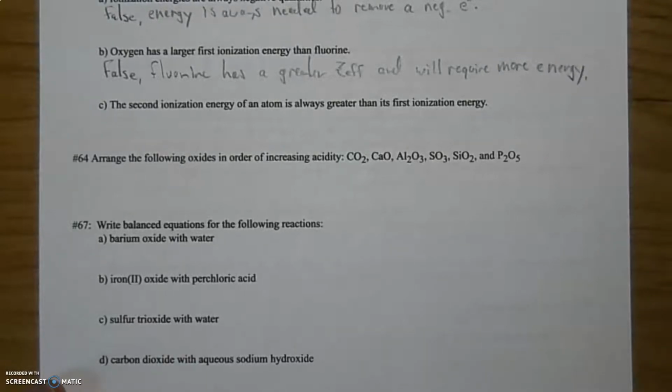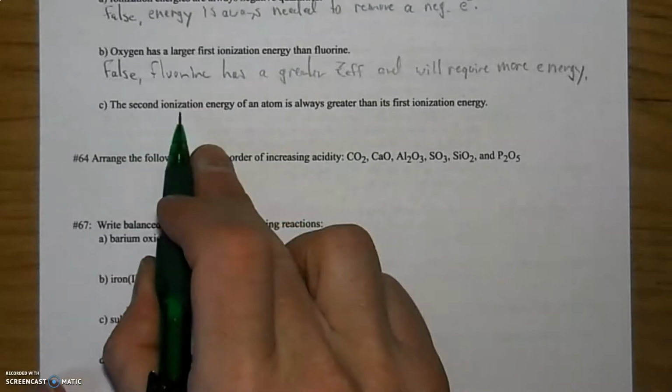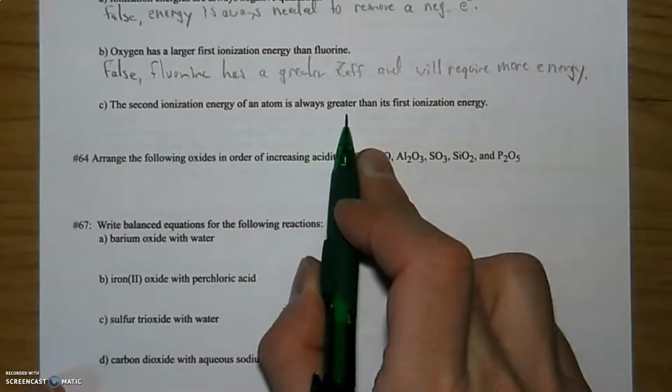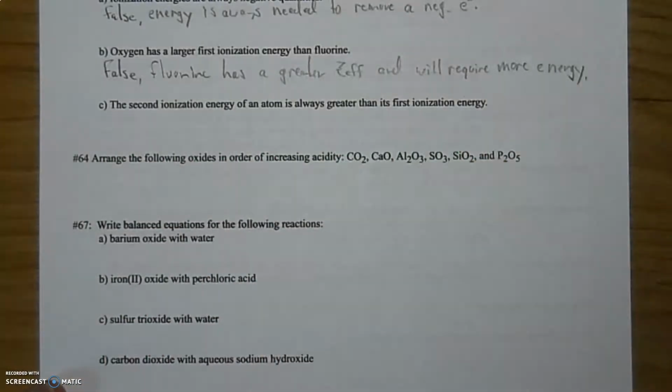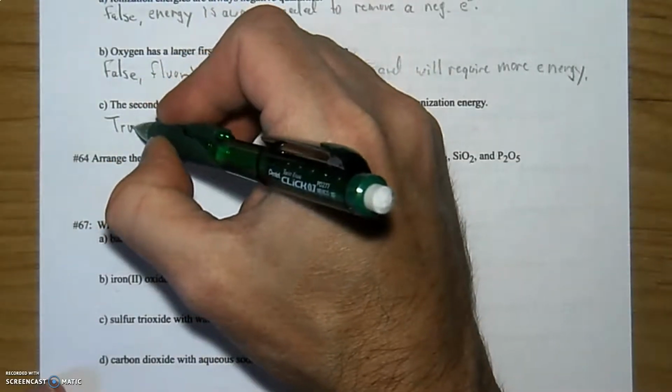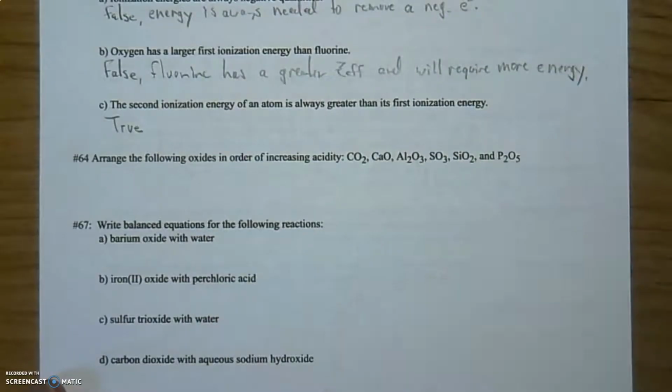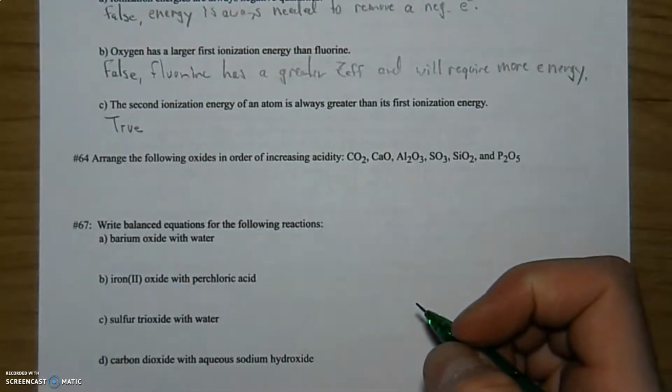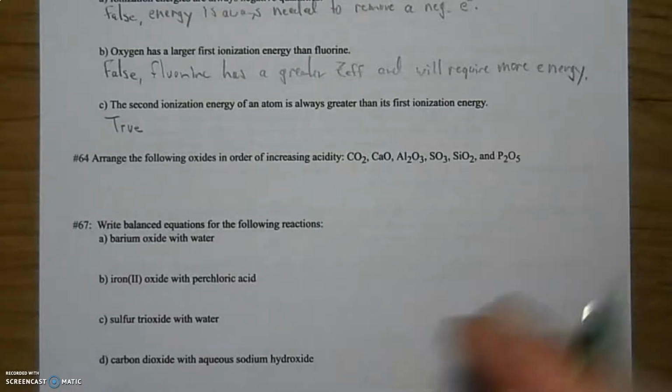Okay. C, the second ionization energy of an atom is always greater than the first ionization. Absolutely. Because you still have the same number of protons, so each subsequent electron that you rip off the atom is more tightly held because of the unbalanced attraction between the positive nucleus and any electron on that outside shell.